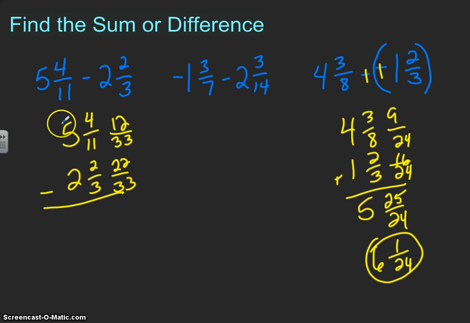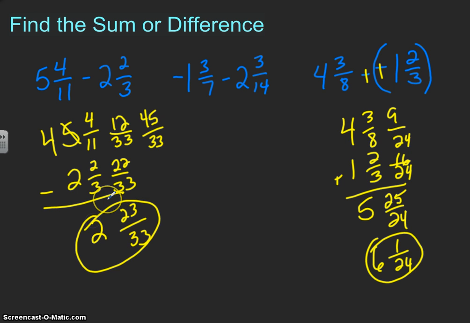Now I am going to have to borrow here. That becomes 4, and this becomes 45 over 33, because I had to add 33 to 12. And I got 45. Now I can subtract. This is 2. 45 minus 22 is 23 over 33, and this is in simplest form. Okay, I'm good there. Again, I'm not going to do this, but here, same sign, sum. So I'm just going to add them, and I'll stack them here. And then 1 3/7 here.